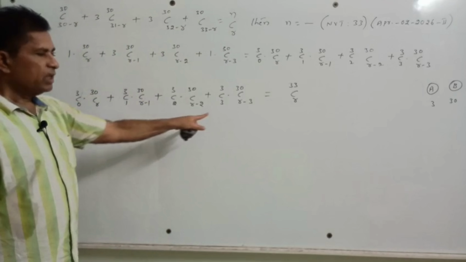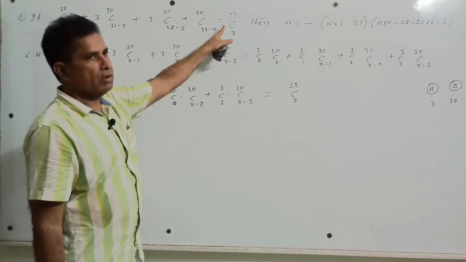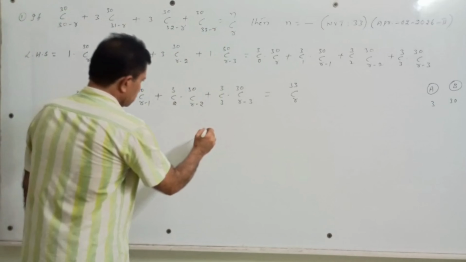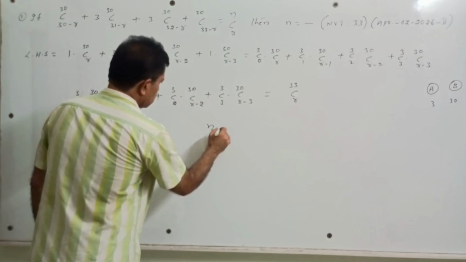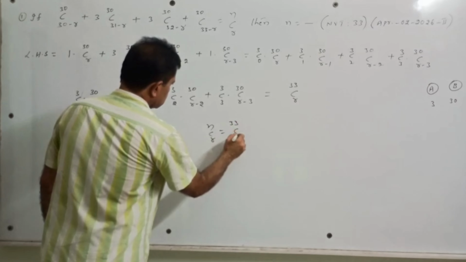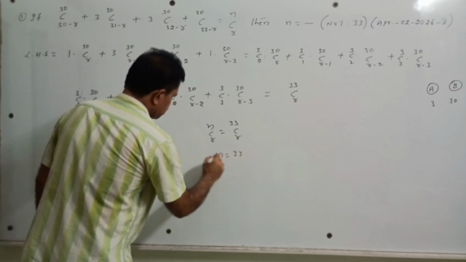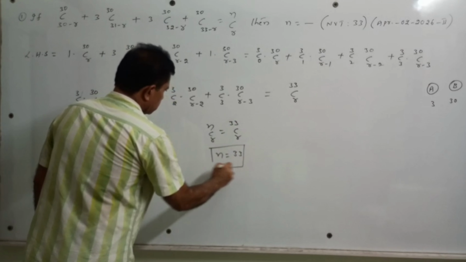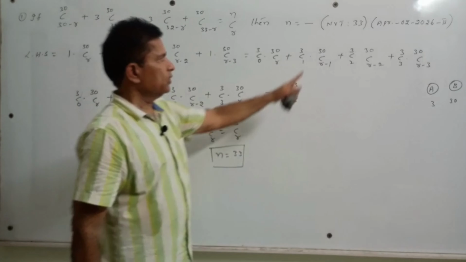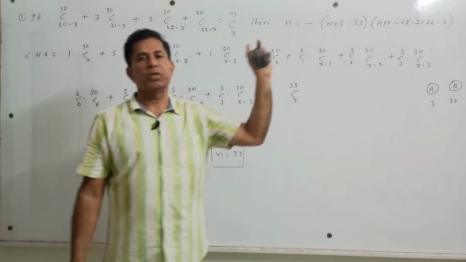But the value of the given series, he had given as nCr in the problem. Therefore, I can say that nCr is equal to 33Cr. So, equating, n becomes 33. So, the value of n becomes 33. That is the answer to this problem.